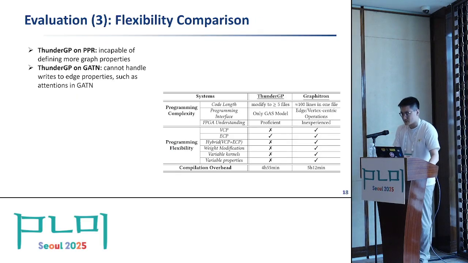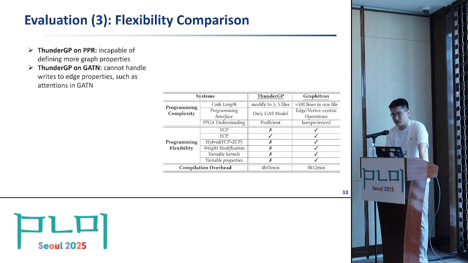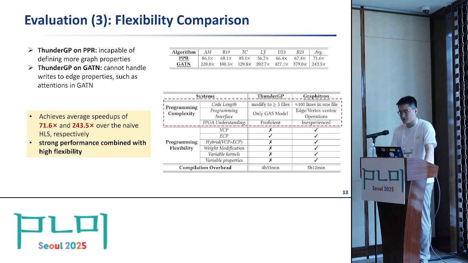As for flexibility, due to the reliance on a fixed programming interface, ScalaGP cannot support algorithms such as PPR and graph attention. In contrast, Graphitron achieves average speedups of 71 and 240 times over the naive HLS implementation, respectively, demonstrating a strong performance combined with high flexibility.